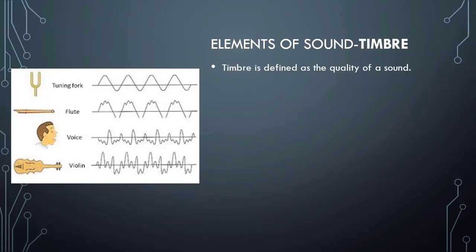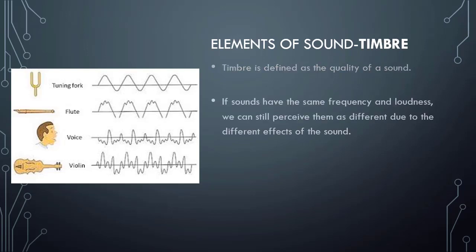Timbre is probably the most difficult to talk about because it's a little difficult to wrap your head around. We define timbre as the quality of a sound. We could have similar sounds like you see here, a tuning fork, a flute, a voice, and a violin, and they could have the same frequency and the same loudness, but we would perceive them as different due to the different effects of the sound.